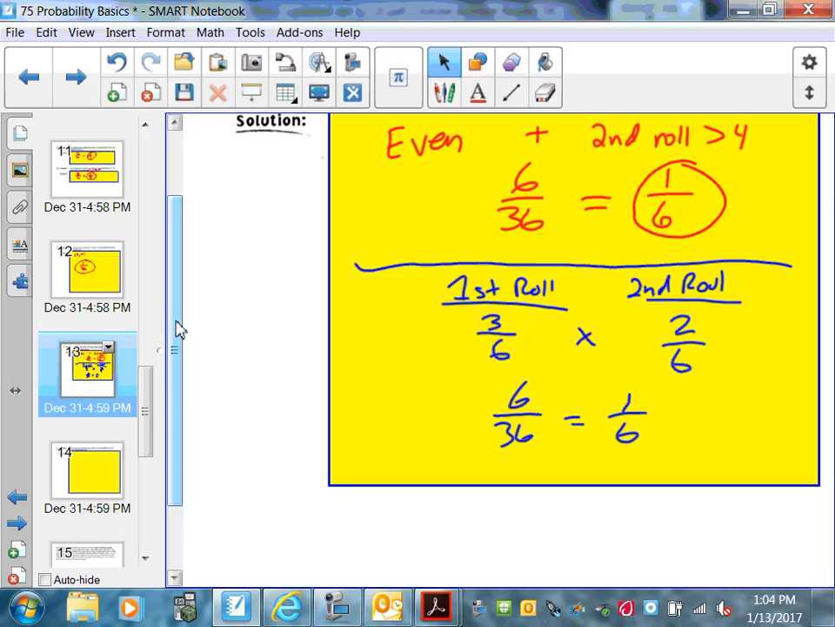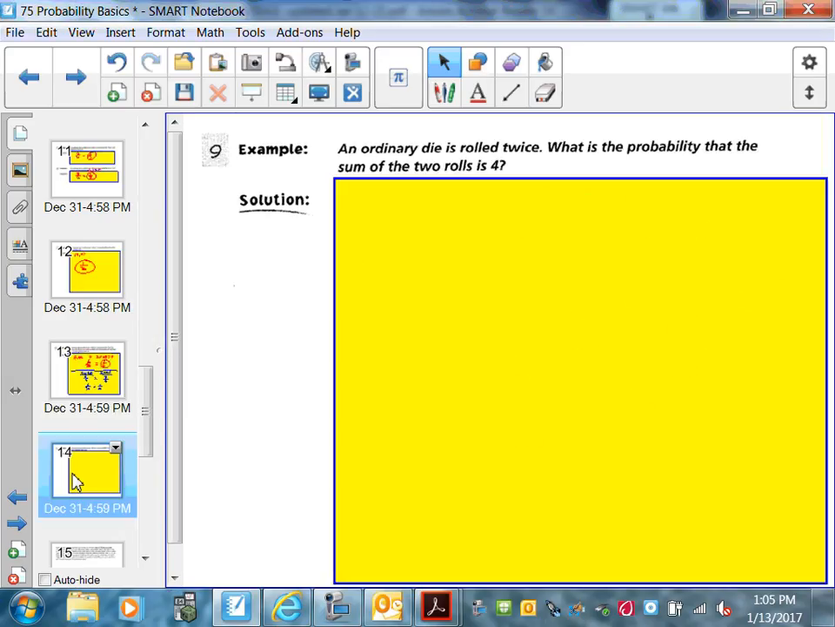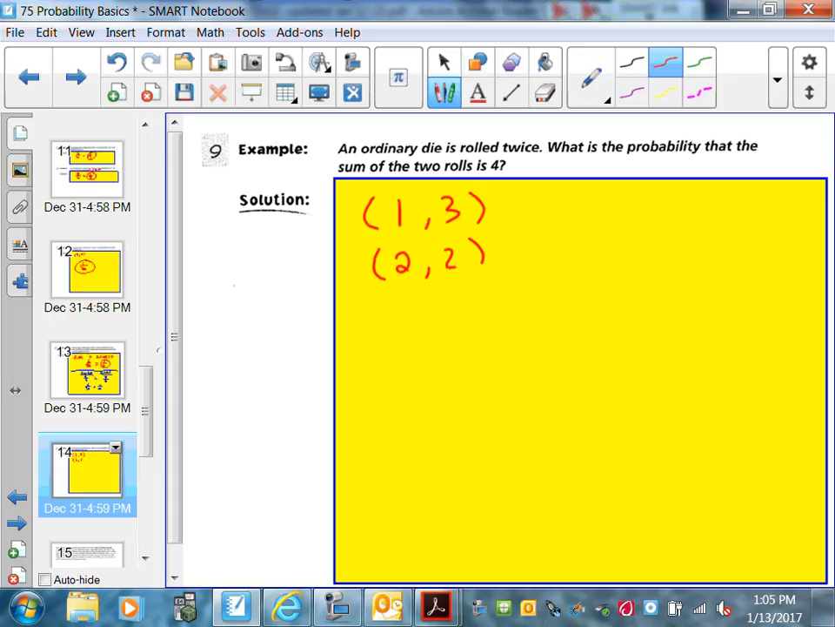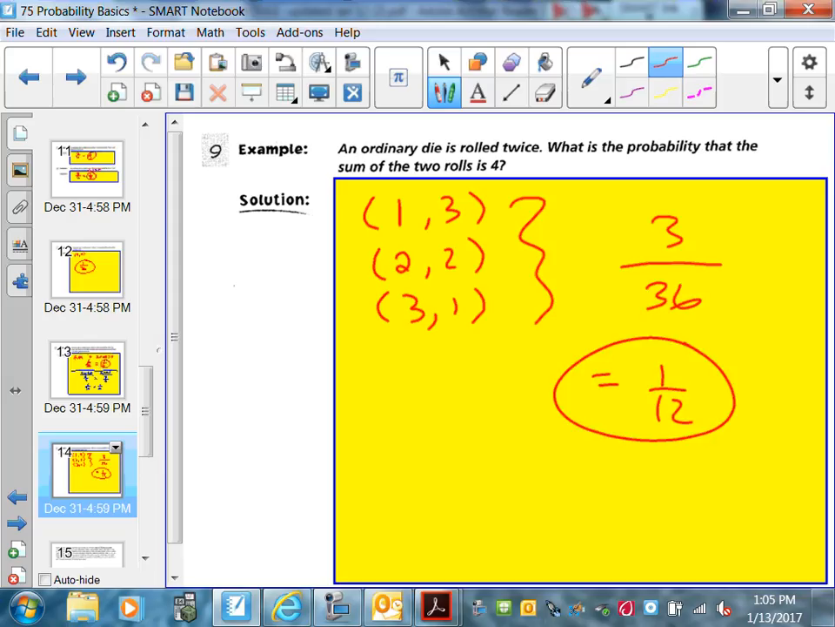Next one. An ordinary die is rolled twice. What is the probability the sum of the two rolls is 4? So we want 1 and 3, 2 and 2. Is there anything else? 3 and 1. Yeah, that's a different one. That's it. So that right here is 3 out of 36, which is the same thing as 1 out of 12. Those are the only ways that you can add up to get 4. So if you roll a die twice and the results add up to 4, those are the only 3 ways to get it to happen.